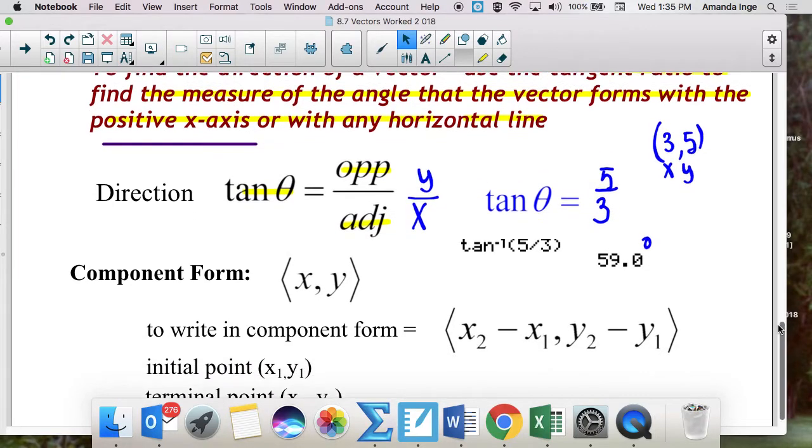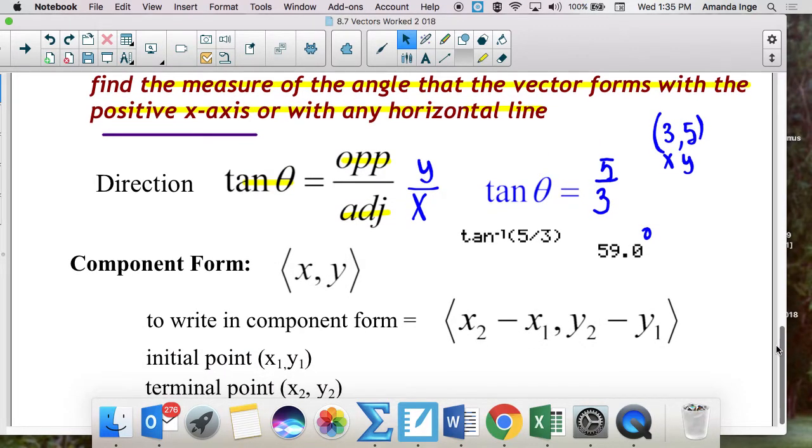All right. In order to find the magnitude and the direction, but specifically the direction, your vector needs to be in component form. So component form means it has these little brackets around it. So that means that your vector's in component form. Well, let's talk about how we're going to put the vector in component form.